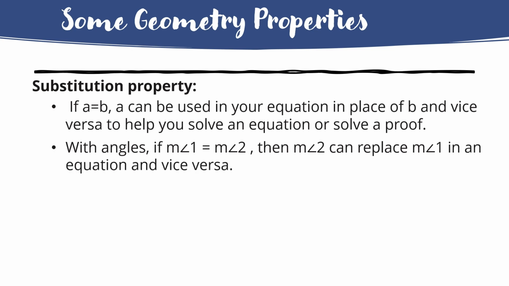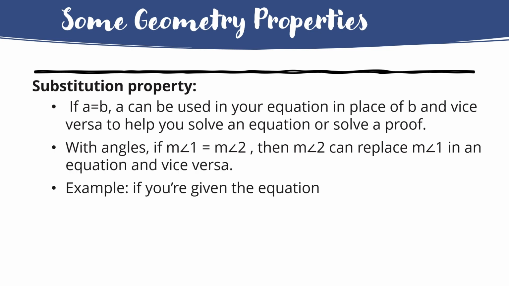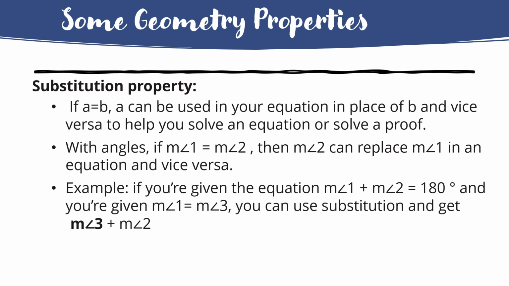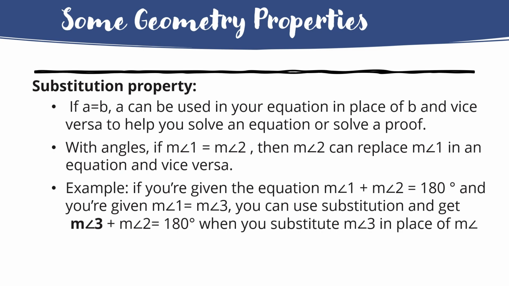geometry proofs. So if you're given that A equals B, then A can be used in the equation that you're given in place of B, and vice versa, to help you solve an equation or solve a proof. And I'm going to work an example for you in just a minute. With angles, if the measurement of angle 1 is equal to the measurement of angle 2, then the measurement of angle 2 can replace the measurement of angle 1 in an equation, and vice versa. So let's do an example.